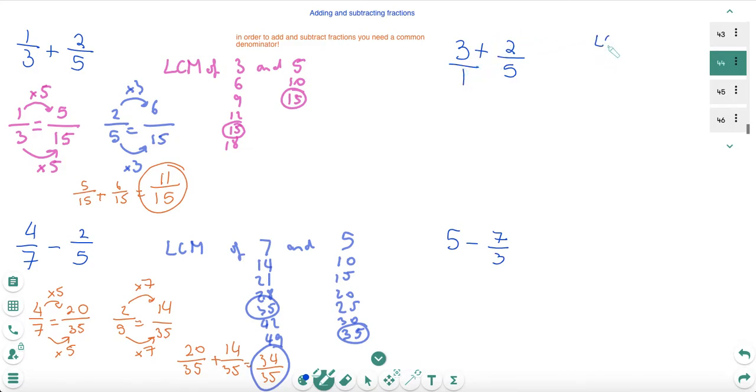So we're going to find the lowest common multiple of 1 and 5. So the 1 times table, obviously, is just 1, 2, 3, 4, 5, 6, 7. 5 times table is 5, 10, 15. Ooh, the lowest common multiple. This one's easy. It's just 5. All right, so we'll get our first fraction, 3 over 1. Our new denominator is 5.